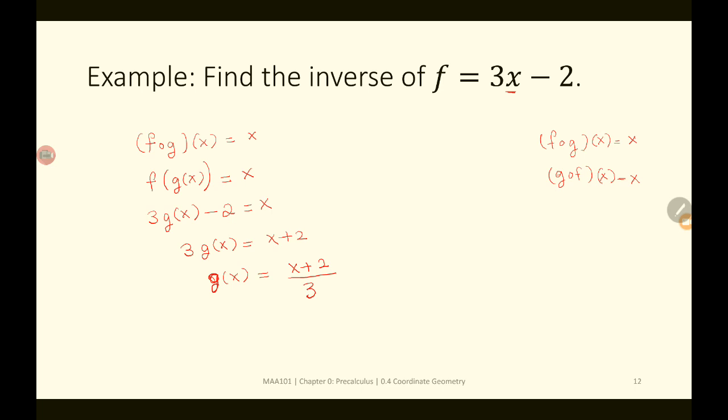Yep, that's easy, right, to find the inverse of f. That's all. Thank you.